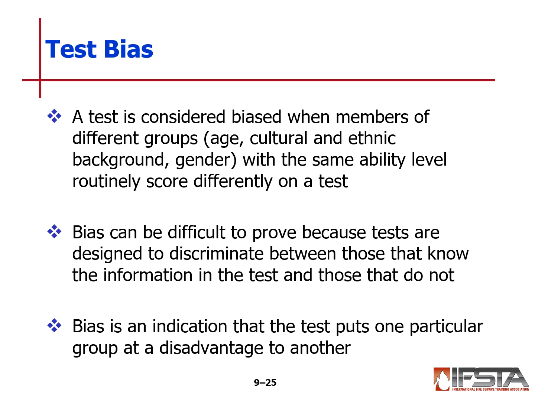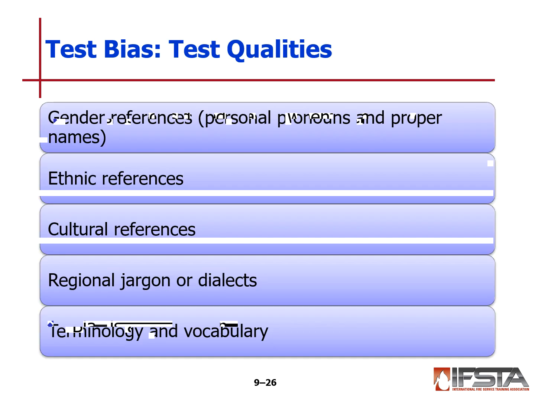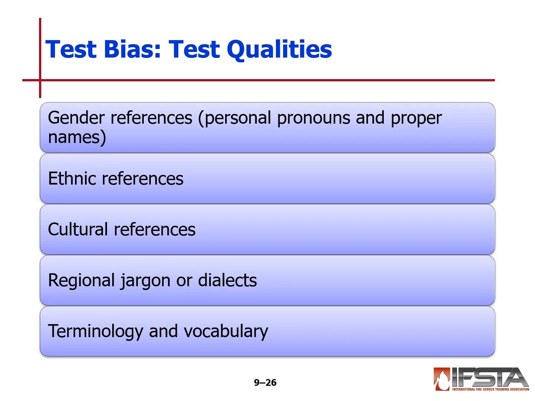Bias can be difficult to prove because tests are designed to discriminate between those that know the information in the test and those that do not. Bias is an indication that the test puts one particular group or person at a disadvantage to another. We as Level 1 instructors have an obligation to eliminate testing bias wherever we can.